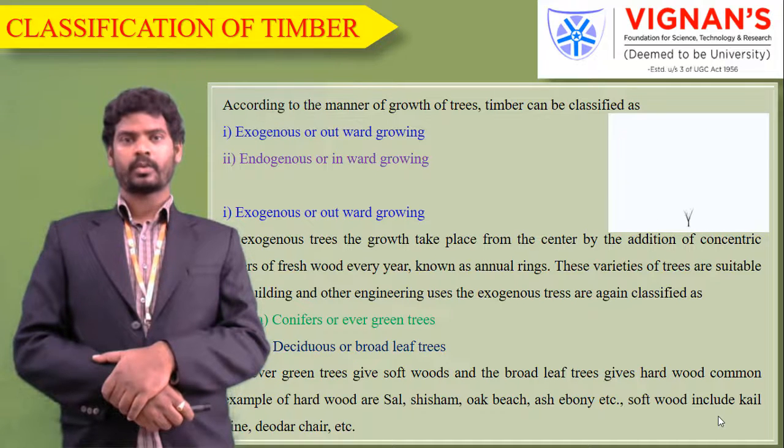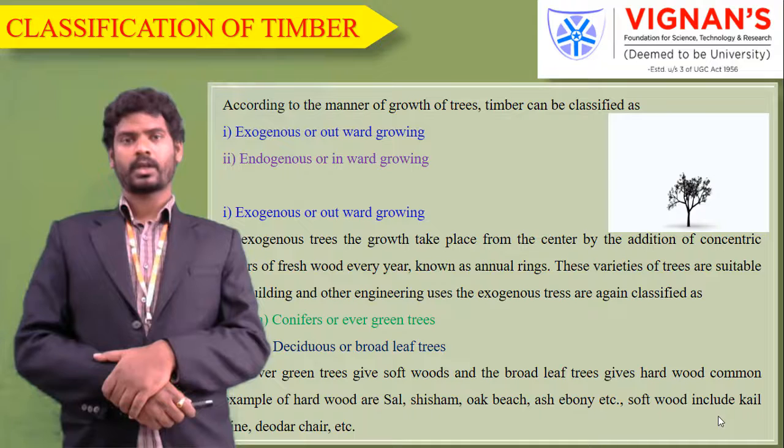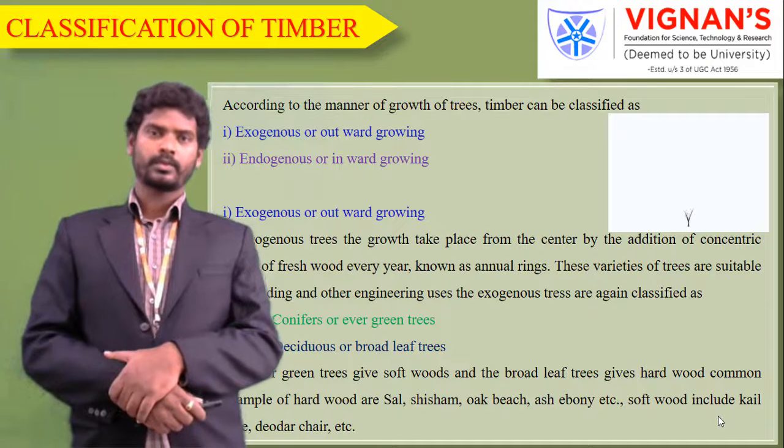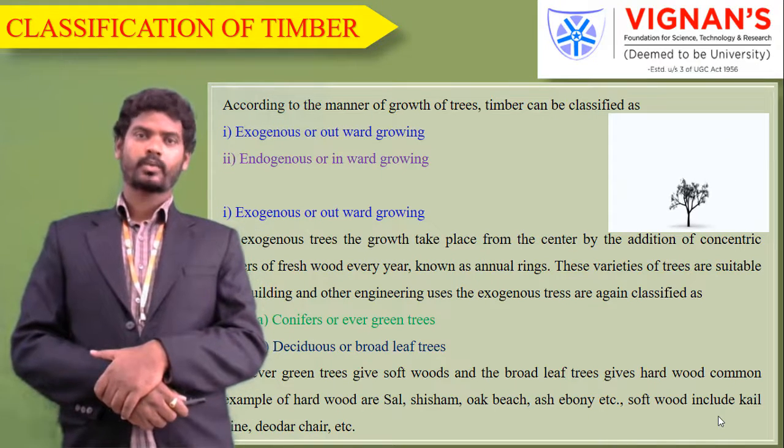Exogenous or outward growing, and endogenous or inward growing. Exogenous or outward growing means in exogenous trees, the growth takes place from the center by addition of concentric layers of fresh wood every year, known as annual rings. These varieties of trees are suitable for building and other engineering usages. Exogenous trees are again classified into two types: evergreen trees and broadleaf trees.